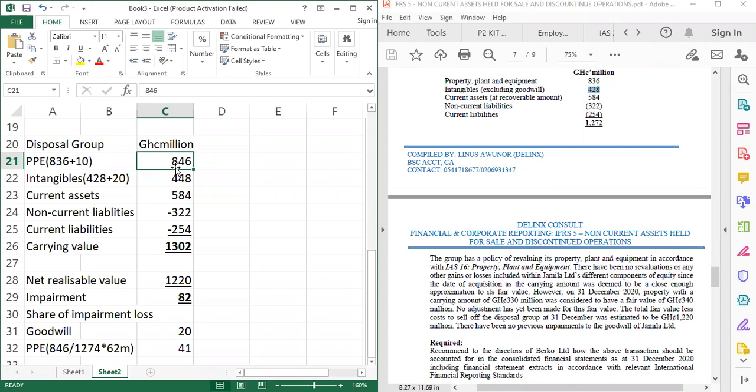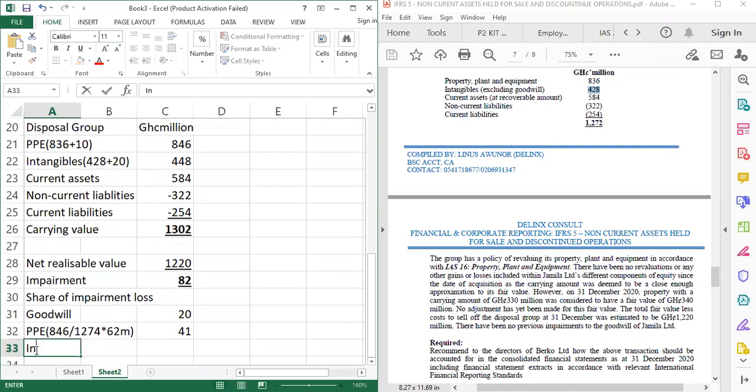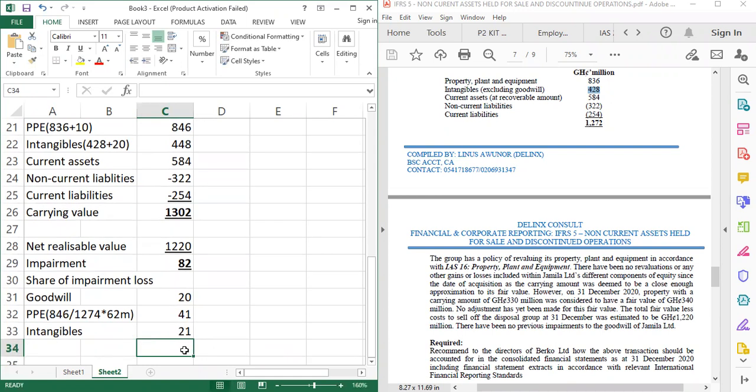So what will be for the intangibles? What figure is the intangibles taking? 21. I've rounded, okay, 21. So you now have your total impairment, which should be 82.